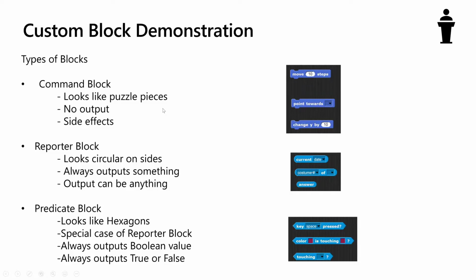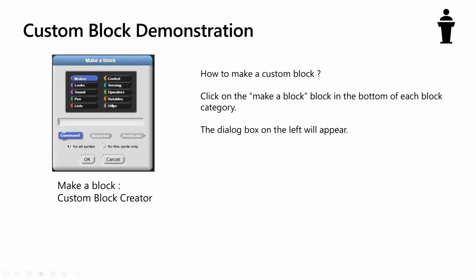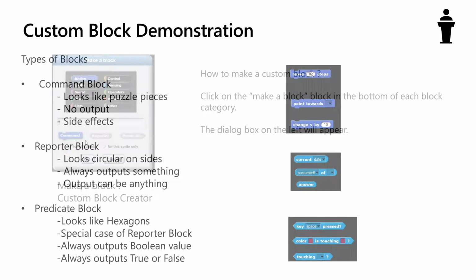So there are three types of custom blocks. The first one is a command block, which looks like a puzzle piece. You have seen move 10 steps, point towards, and change y to are some of the command blocks. If you're creating a custom block and you want to create a command block, you can choose one of these puzzle pieces. And if you look on our previous slide also, you can see the command blocks have a puzzle kind of shape.